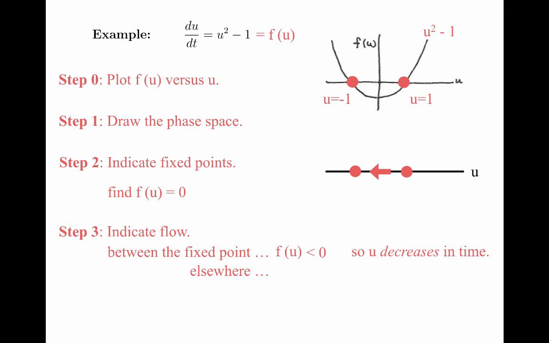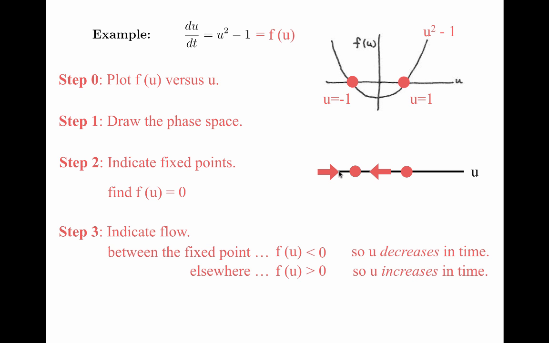What about elsewhere, outside of this interval? Well, if we look outside of this interval, for example, let's look to the left of the leftmost fixed point, so over here in the top of the figure, we can ask, what is the sign of f in this interval? Well, looking at our plot, we see that in this interval, f is positive. Right? I can see it here. F is positive, and if f is positive, du dt is also positive. So if du dt is positive, that means u must increase. So u increases in time, and we can indicate that graphically in our figure. So here we have u increasing in time. It's moving to the right.